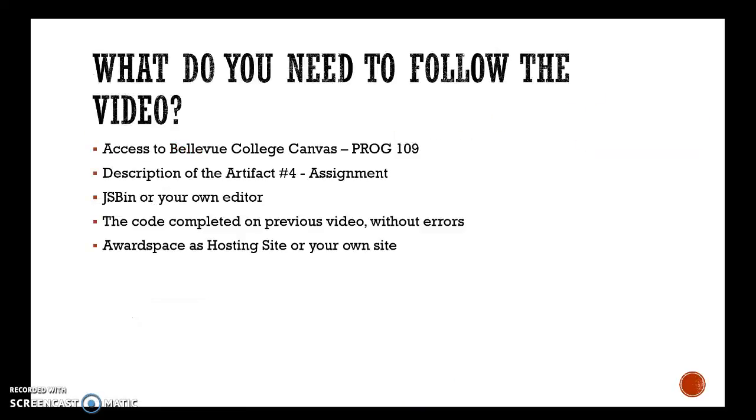What you need already, similar to the previous video, is access to your Bellevue College campus and the description of artifact number four. You need your JS Bin or your own editor. You also need to have completed the code provided in the previous video. Make sure that you understand that code and you don't have any errors. And finally, you will need your workspace or hosting site to upload your page.